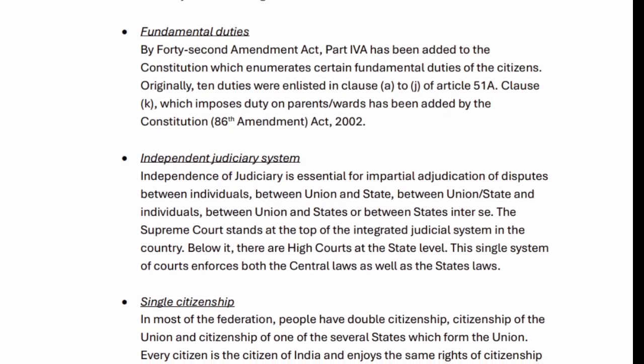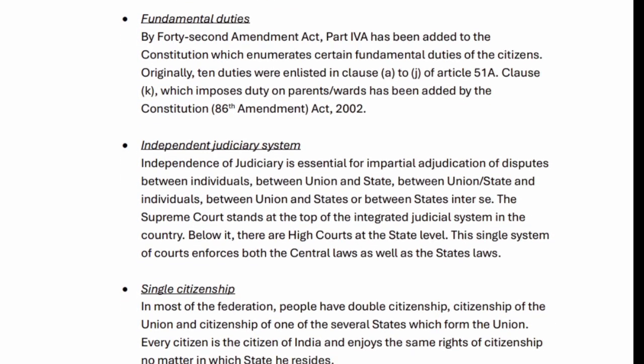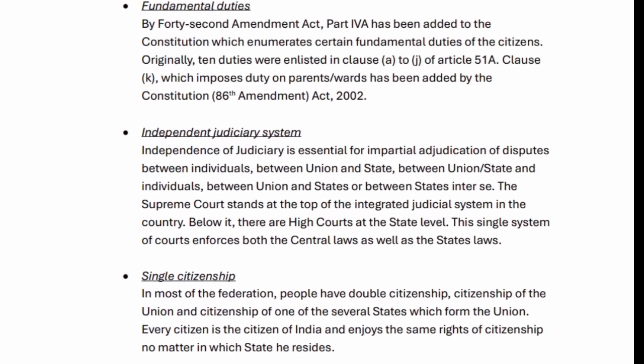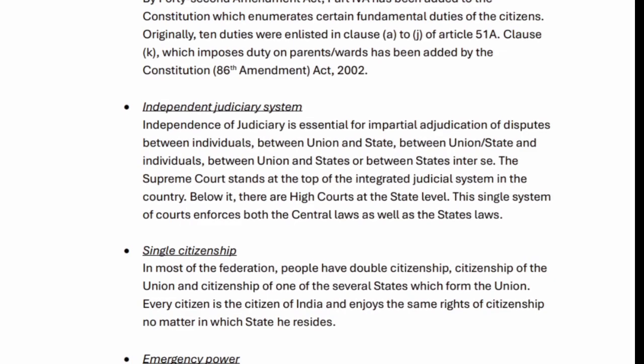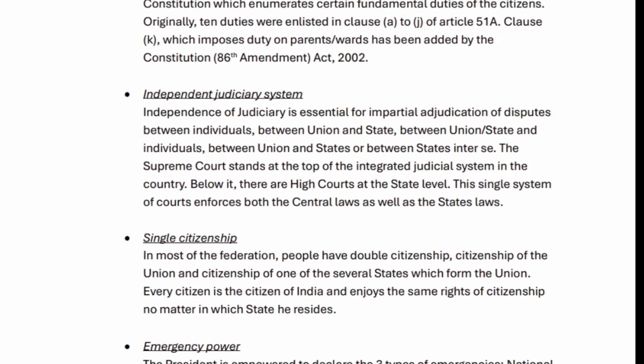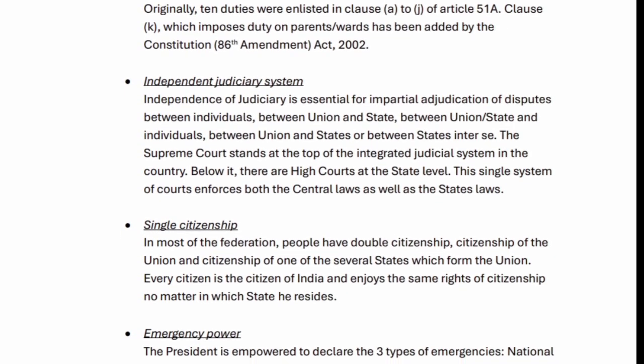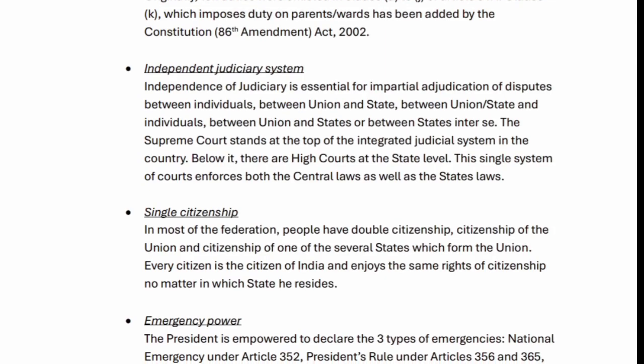Independent judiciary system. Independence of the judiciary is essential for impartial adjudication of disputes between individuals, between union and state, between union, state and individuals, or between states inter se. The Supreme Court stands at the top of the integrated judicial system in the country. Below it, there are high courts at the state level. This single system of courts enforces both the central laws as well as the state laws.